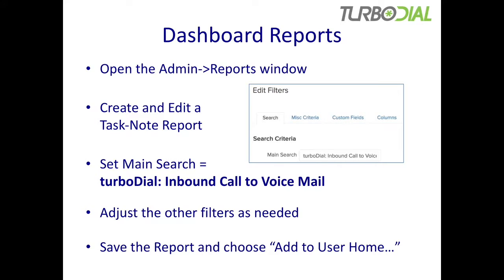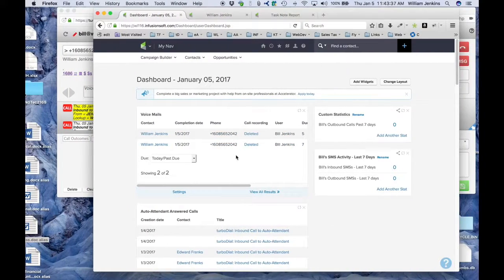All dashboard reports for TurboDial are created using admin reports, using the task note report type under admin reports in Infusionsoft. And you set the main search type to be TurboDial: inbound call to voicemail. With that search string, all your voicemails will show up. You can set your other search filters as you need, according to date or user. You can save that report and say add to user home. When you do that, you'll see a voicemail report on your dashboard such as this one.